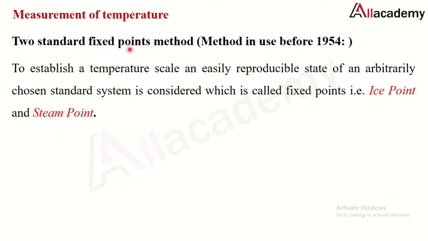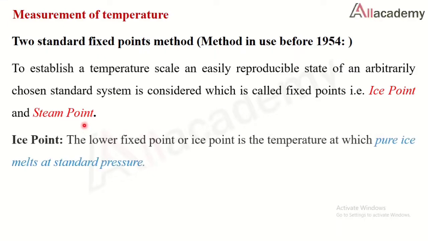So these are the two fixed points, that is ice point and steam point. So what is this ice point? It is the temperature at which pure ice melts at standard pressure. The ice point is the lowest temperature point among these two points. So this is the ice point definition.